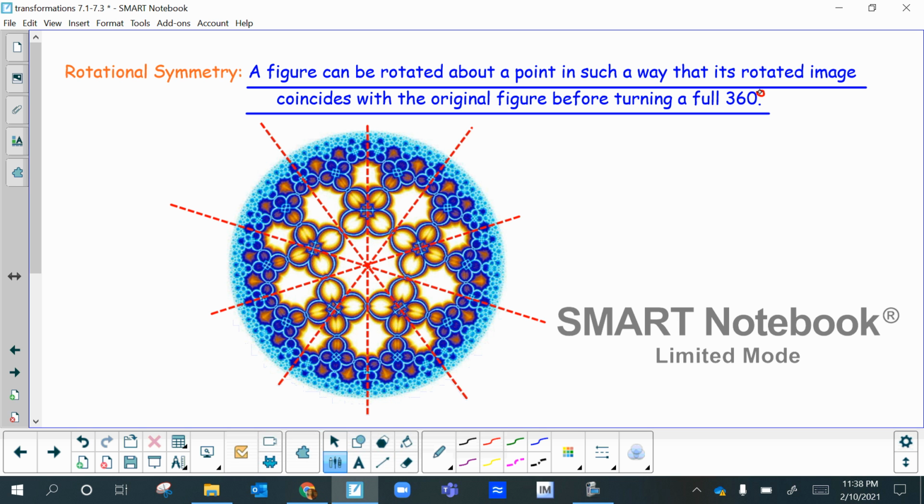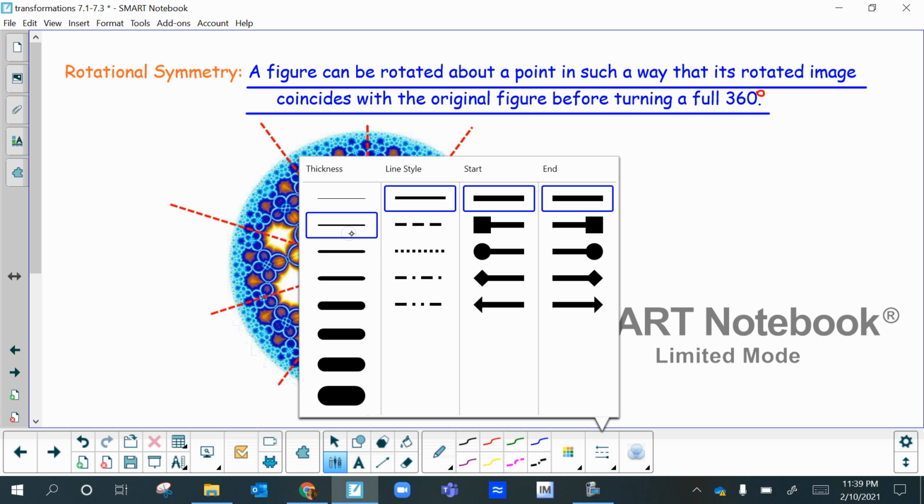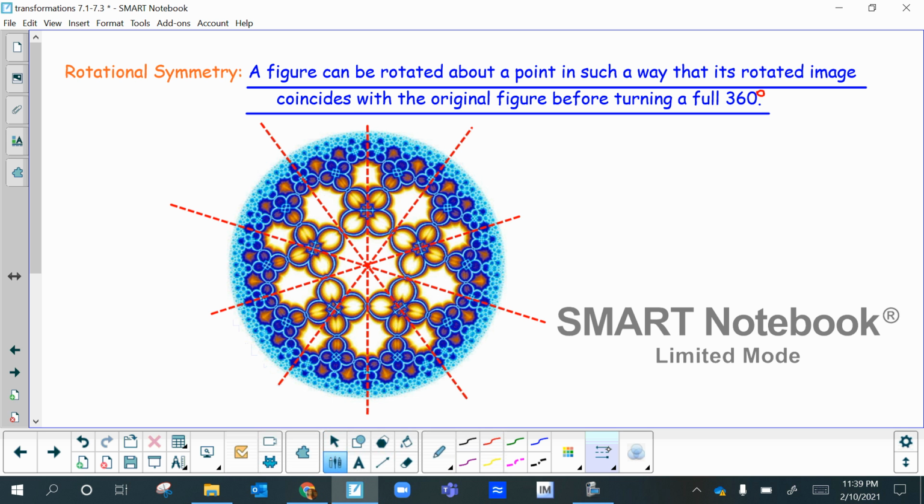Okay, so 360. So if you look at this figure here, this is a unique figure. This definitely has rotational symmetry. Now these dotted lines I already drew, but you're going to have to be able to draw them on your own. Okay, and so when you look at this figure, let's just say this is the 0 mark right here. Okay, can you rotate this right here to where it coincides again? Okay, and you're probably saying, yeah, to right here.